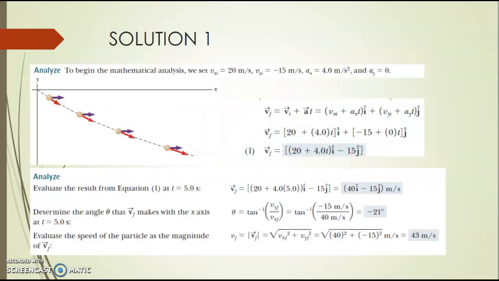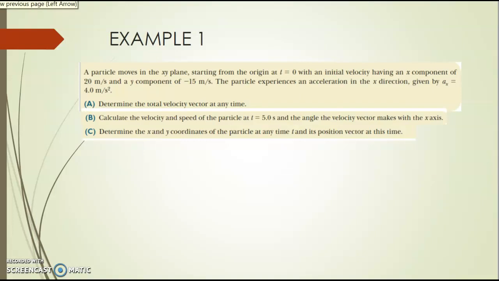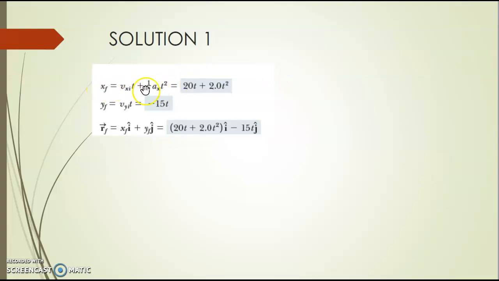Now for letter C, determine the x and y coordinates of the particle at any time t and its position vector at this time. Given this formula, delta x is equal to Vi t plus 1/2 a t squared. So this is for the x component and this is for the y component. If you remember, we are given that we have an acceleration in the positive x direction, but we do not have an acceleration in the vertical direction. So therefore, acceleration here is 0. That's why we don't have one half a y t squared here anymore.